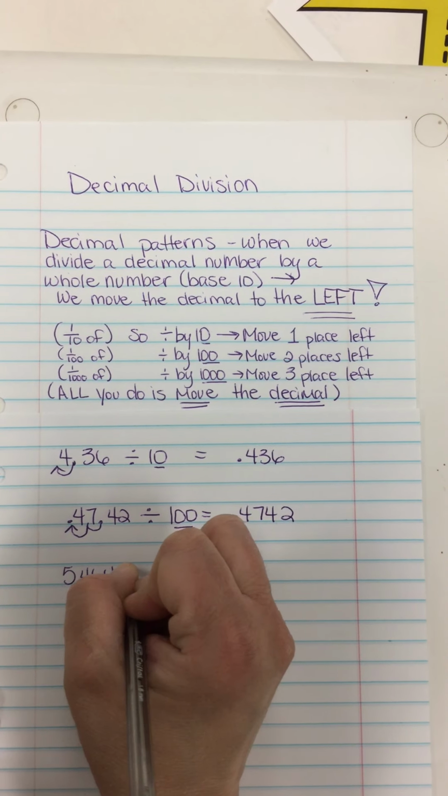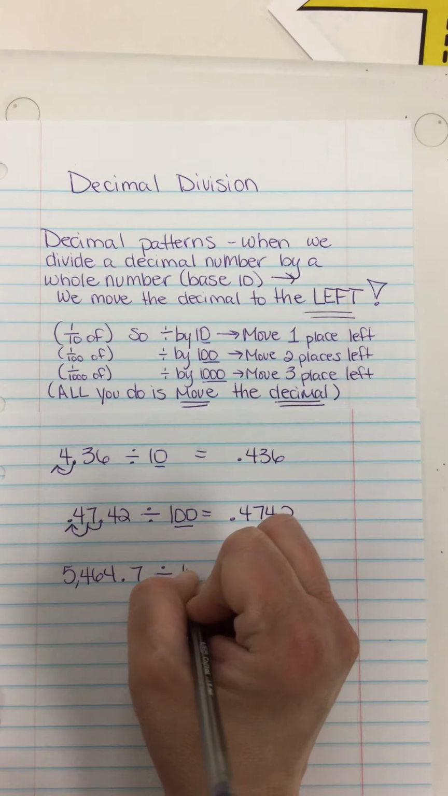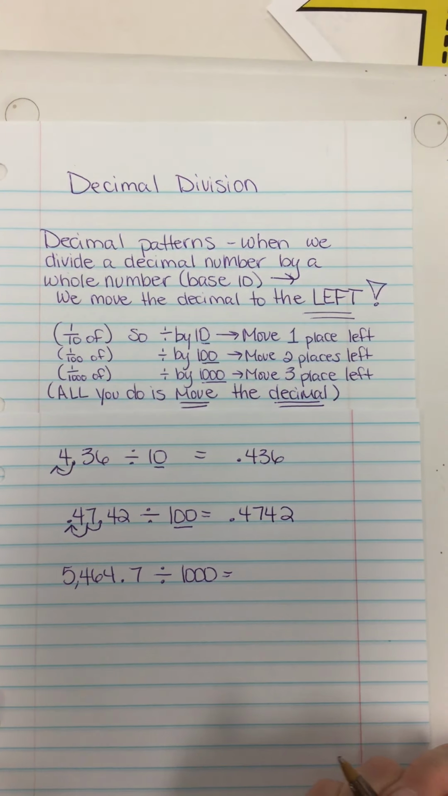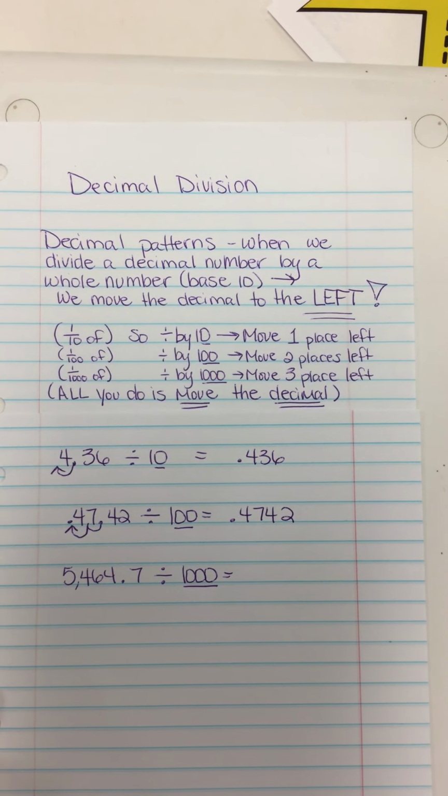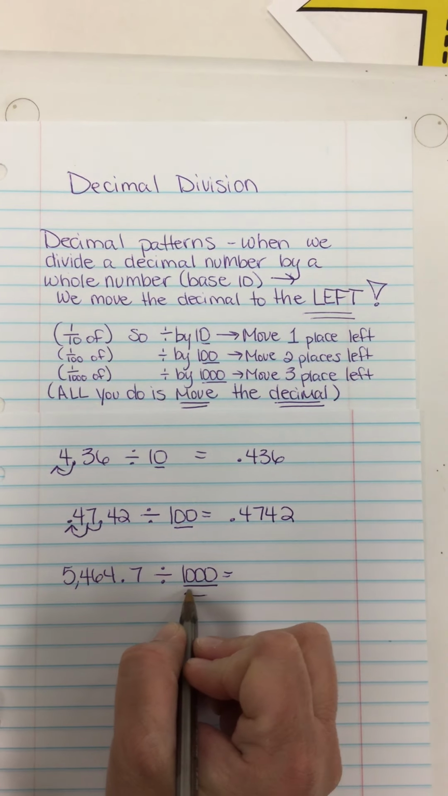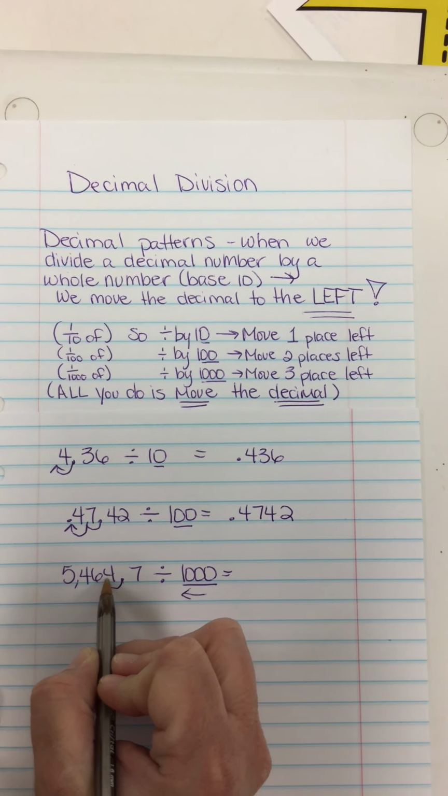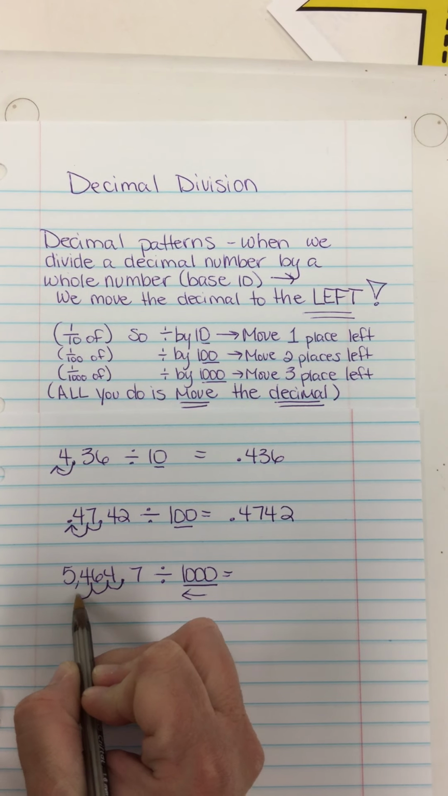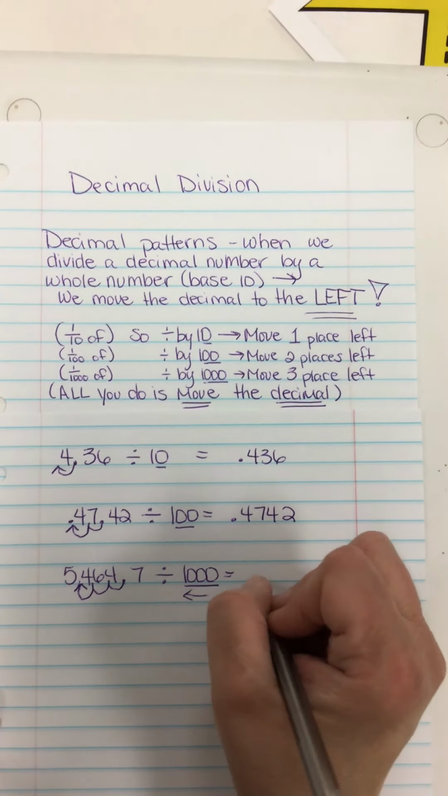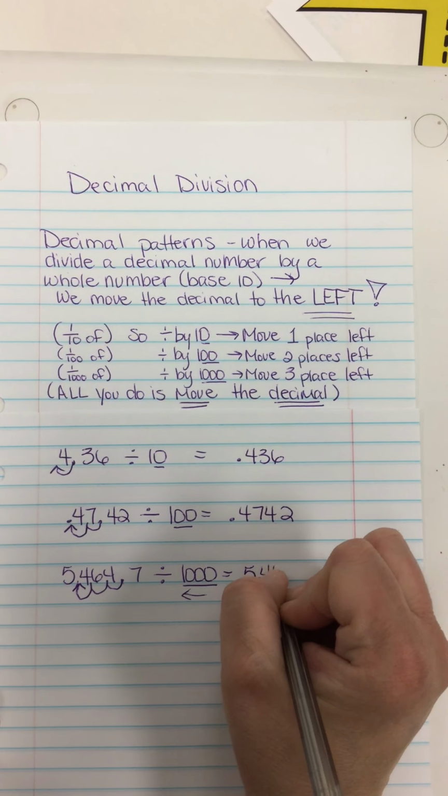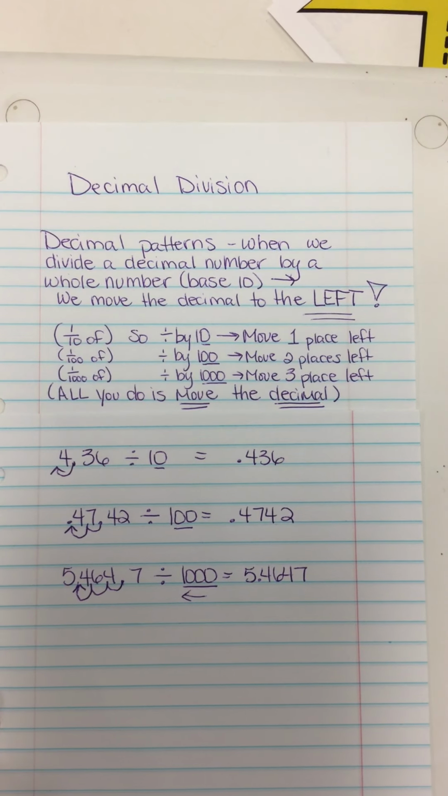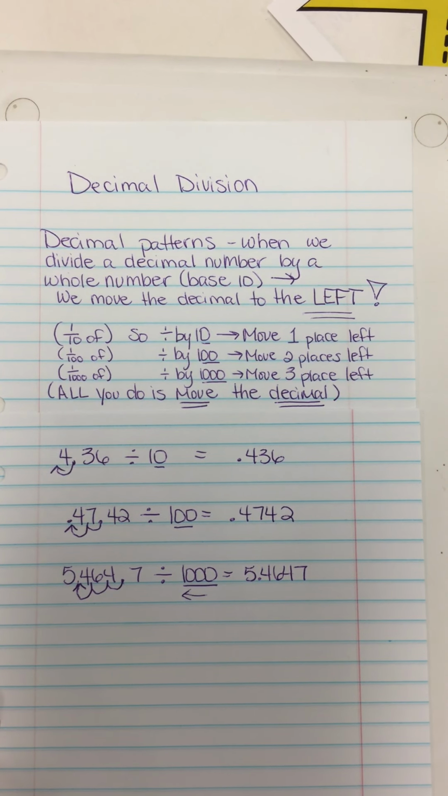But what if I had 5,464 7/10 divided by 1,000? Okay, 1,000 has 3 zeros in it. So I'm going to move the decimal 3 places to the left. So here's my decimal in front of the 7, 1 in front of the 4, 2 in front of the 6, 3 in front of the other 4. So my answer would be 5.4647. So in other words, I'm not asking you to know how to say that number. I'm just asking you to know where that decimal is going to go. Okay, so the pattern for base 10 for division is move the decimal to the left.